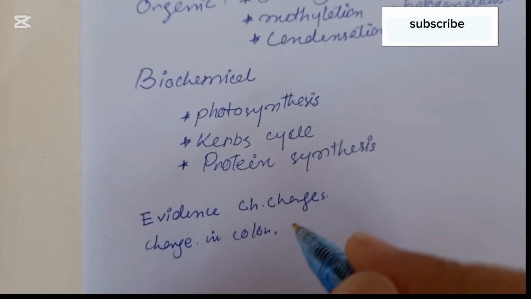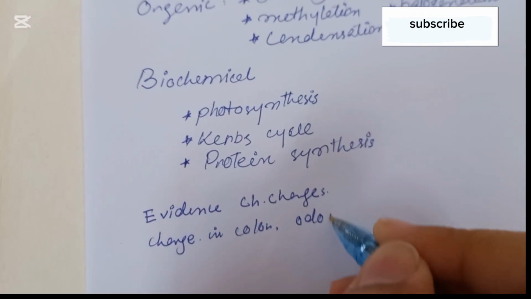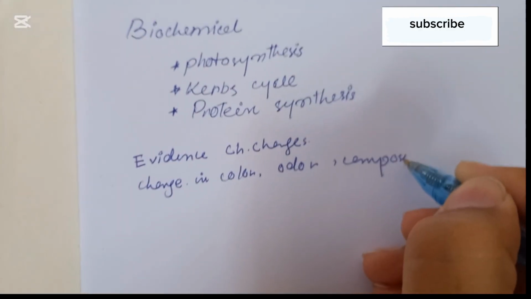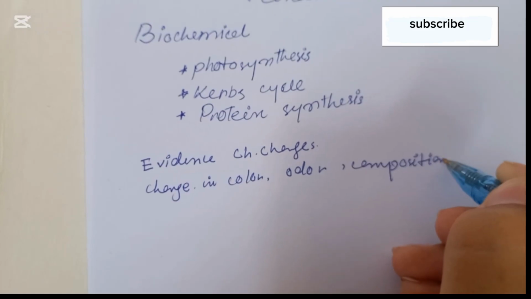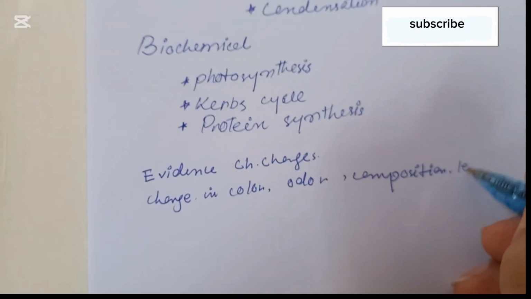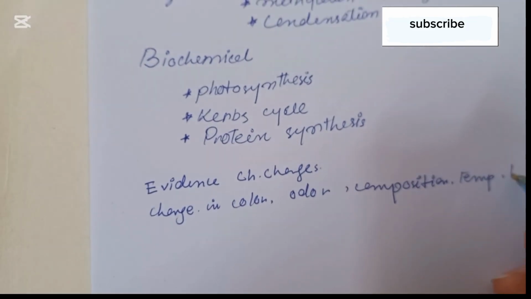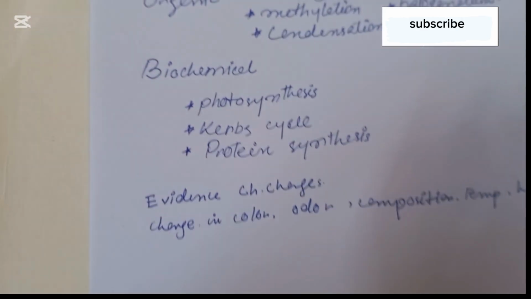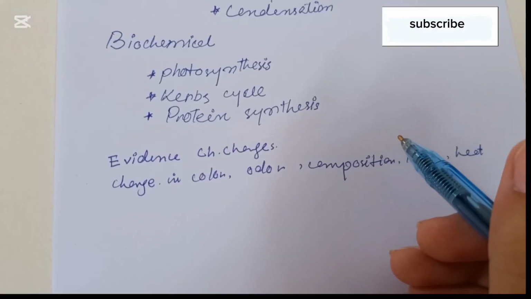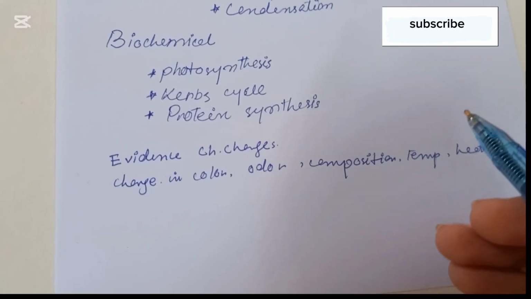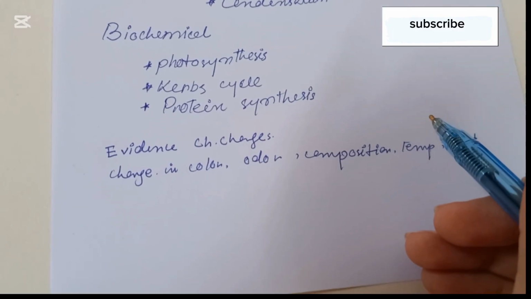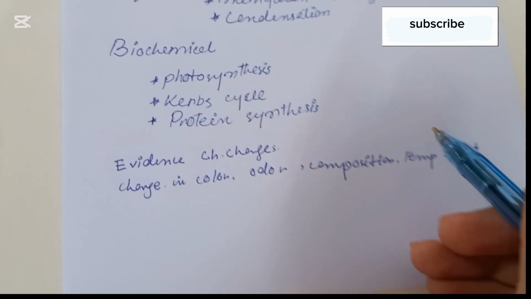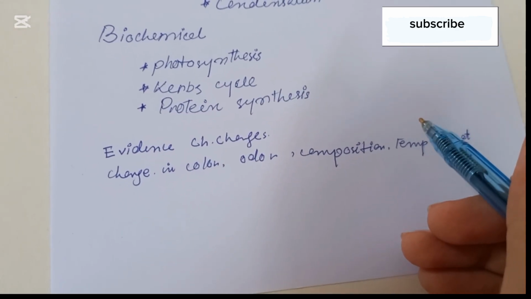Change in color, odor, composition, and the temperature, the heat. These are included in the chemical changes. So here is the end of the chemical changes, and in our next lecture we will discuss the types of the chemical changes.